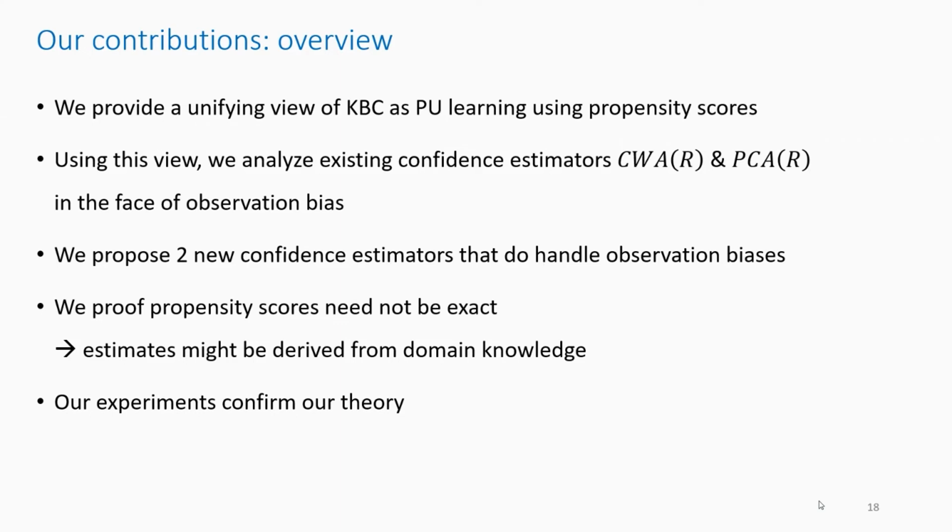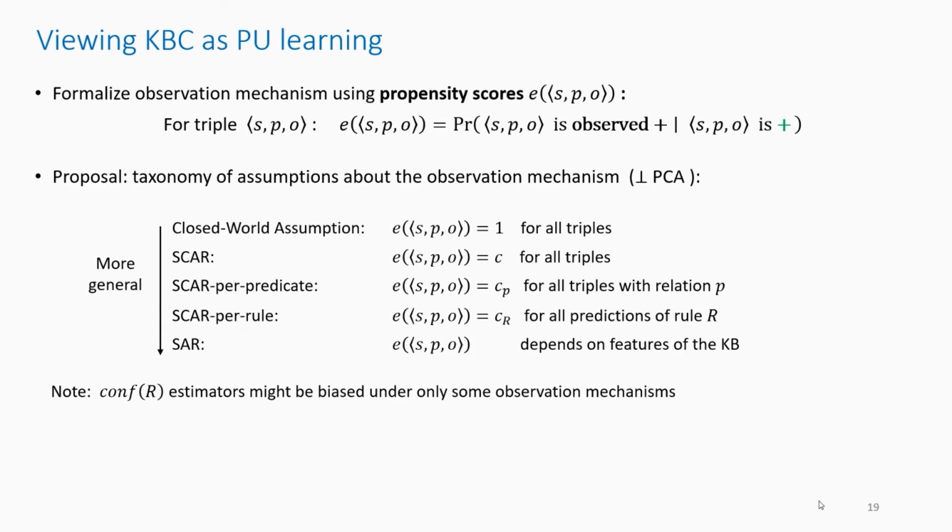So first off, we provide a unifying view of knowledge-based completion as PU learning. We do this by formalizing the observation mechanism using propensity scores. The propensity score is the probability that a positive triple is observed. We propose a taxonomy of different assumptions about the different observation mechanisms.